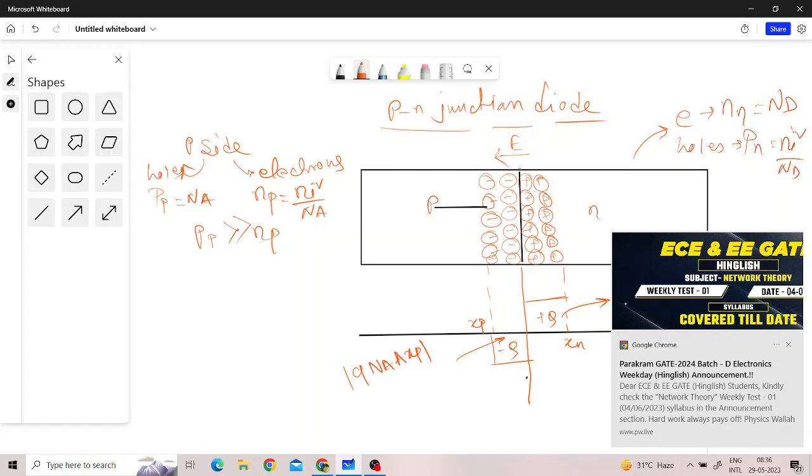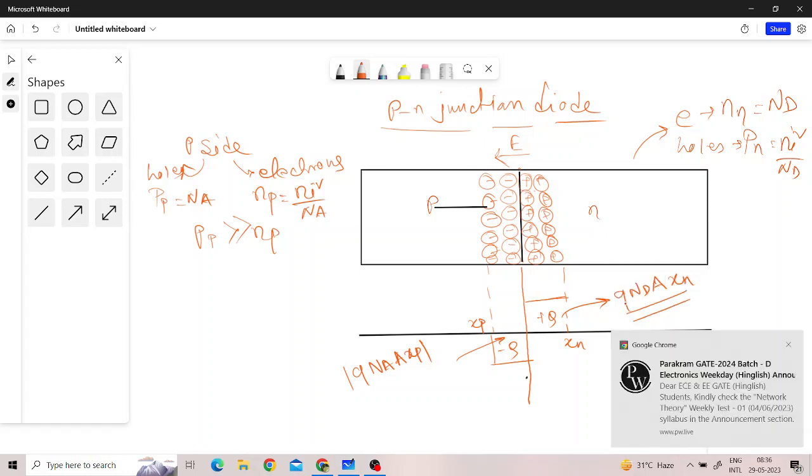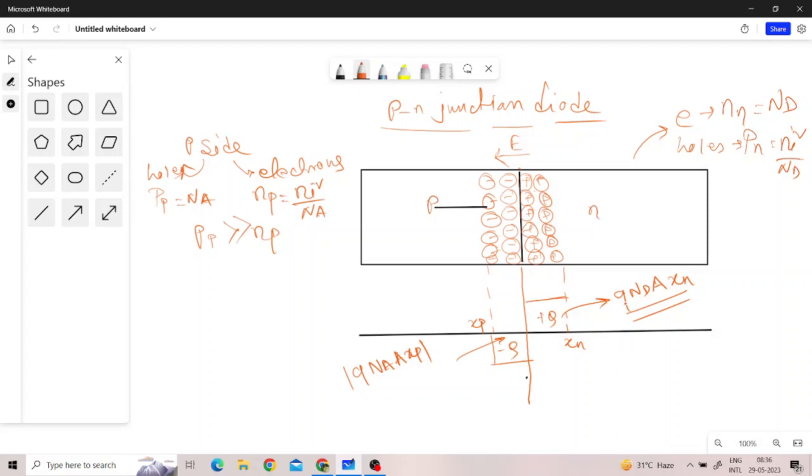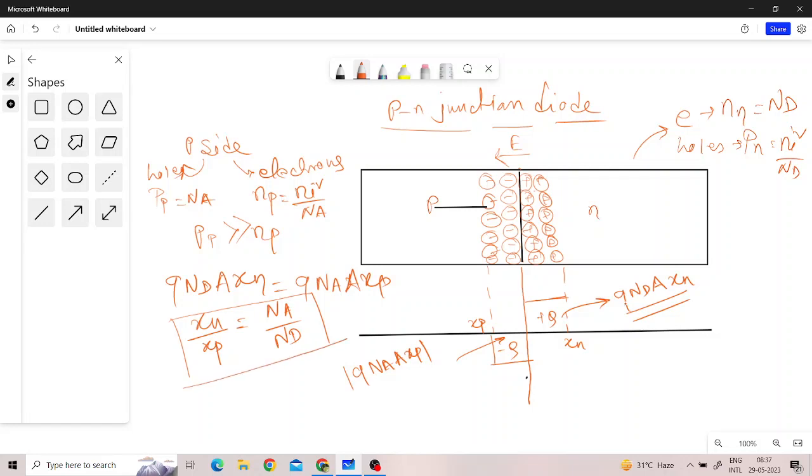Now if we make these two equal, q Nd A xn equal to q Na A xp, we will get an important equation, which is nothing but xn by xp is equal to Na by Nd. Okay, so this is a very important equation.